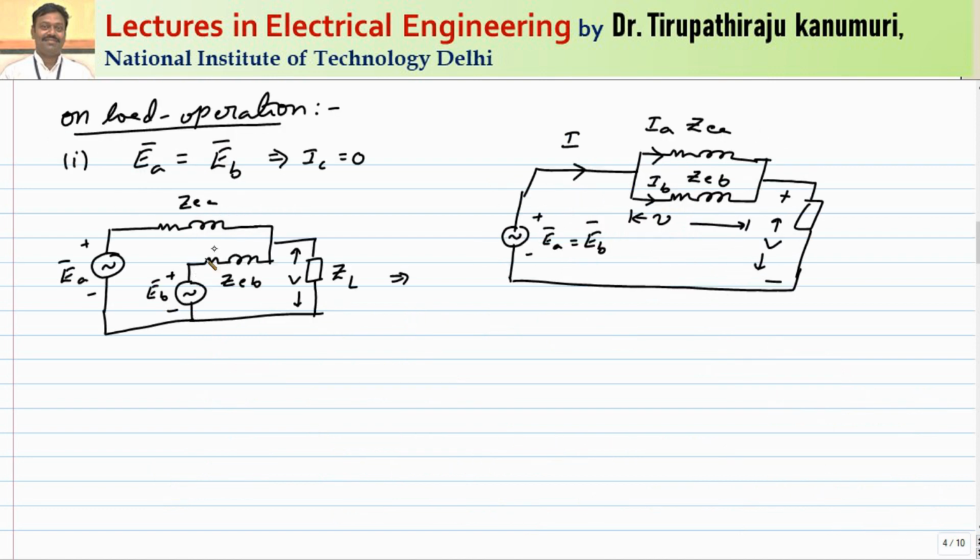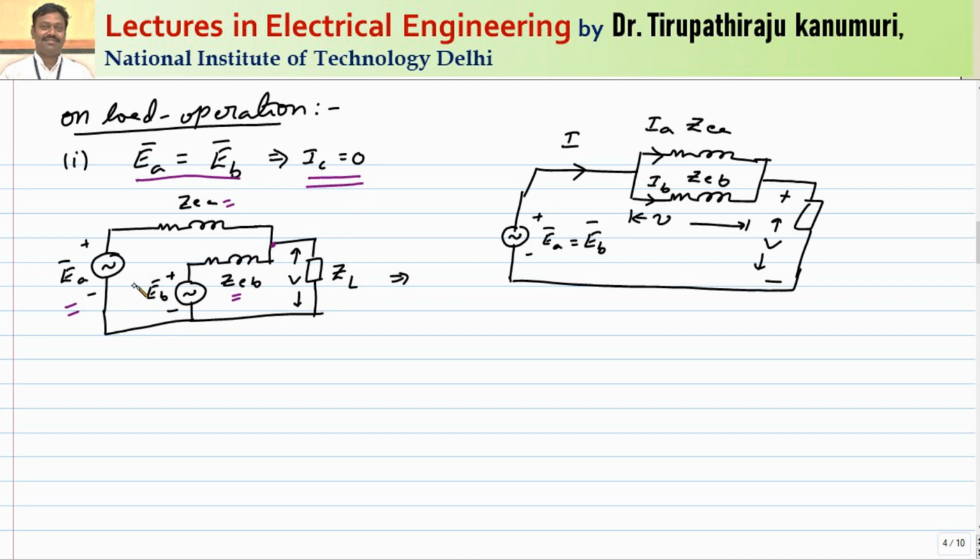So now let us take the transformer under loading conditions. So essential conditions are satisfied. Essential condition means EA is equal to EB and the polarity should be same, that is compulsory, so that the circulating currents will be equal to 0. So that equivalent circuit I can represent like this. EA is the first transformer connected in series with ZEA and EB is connected in series with ZEB, that is connected to your load, and your load voltage is equal to V.